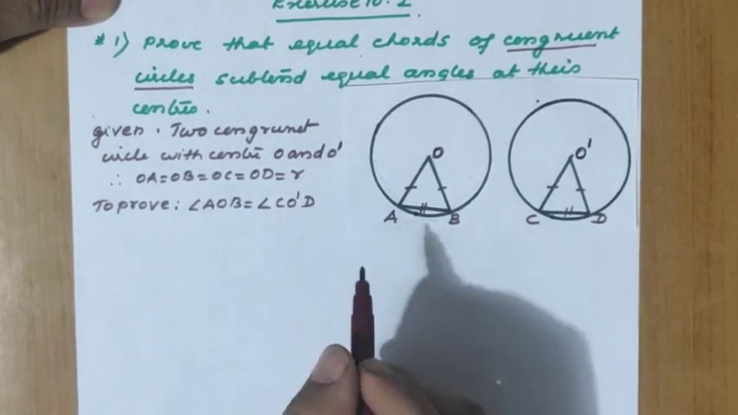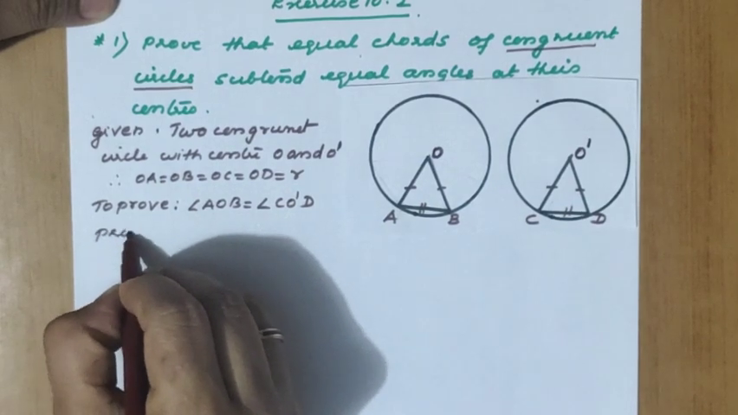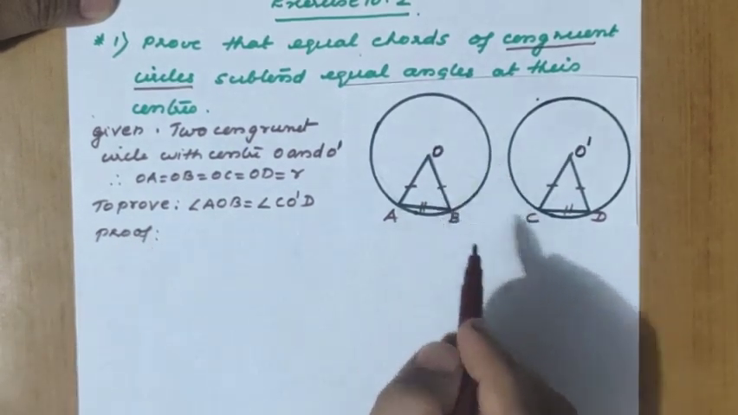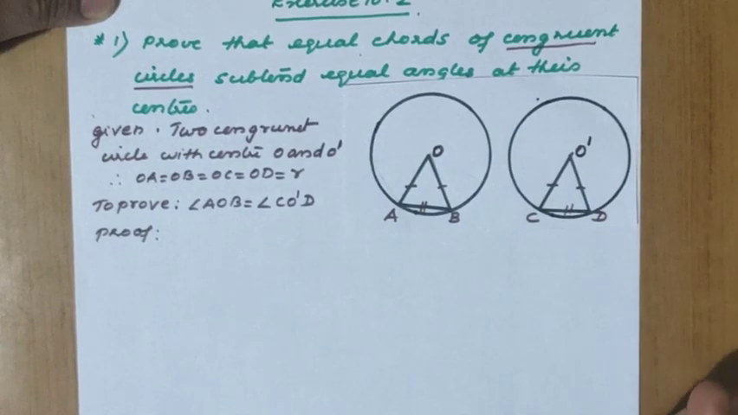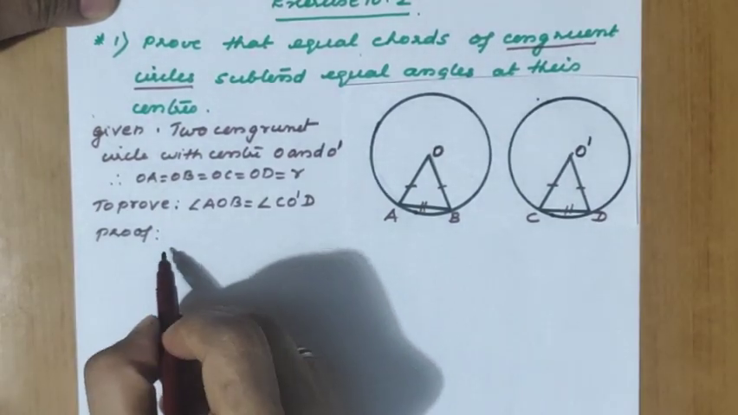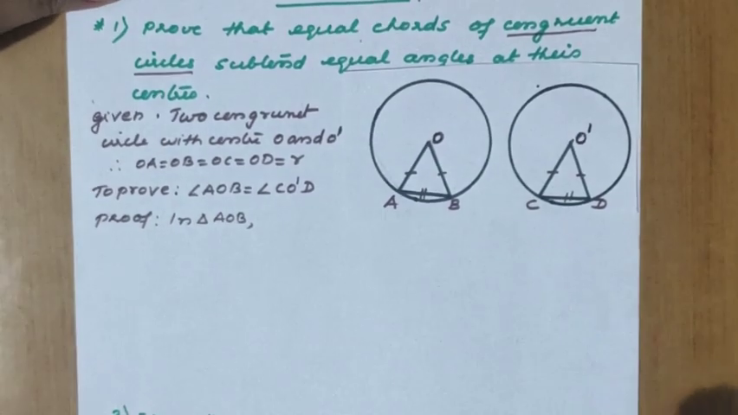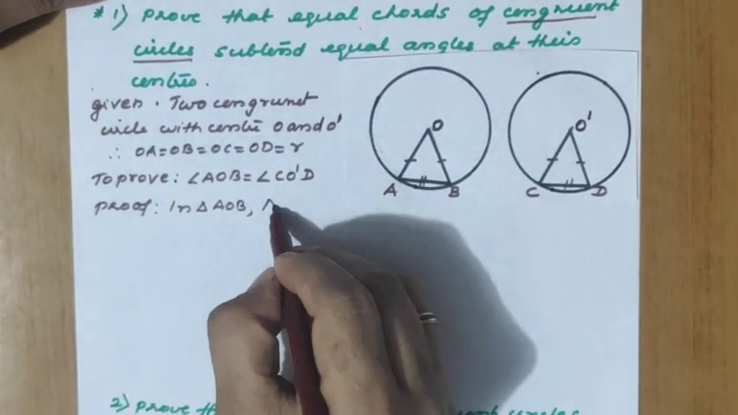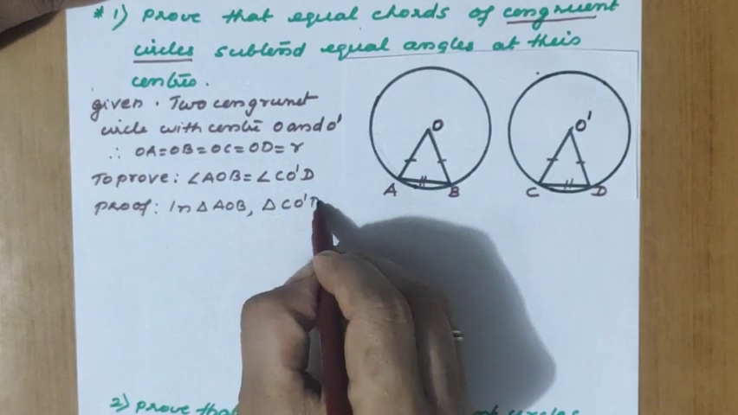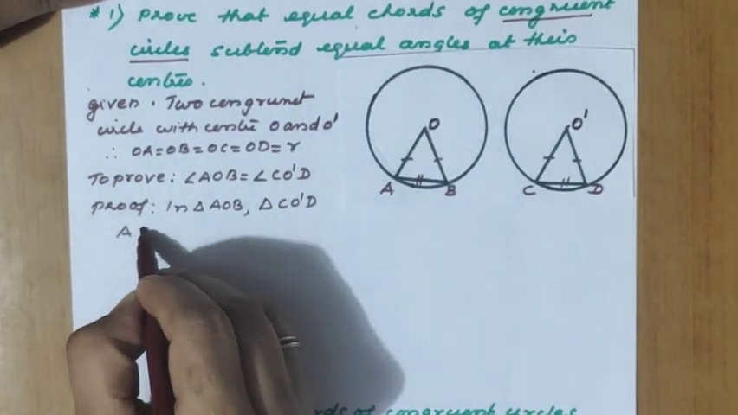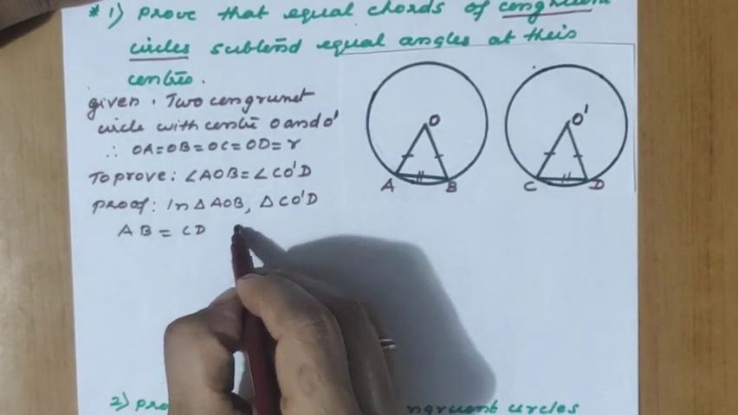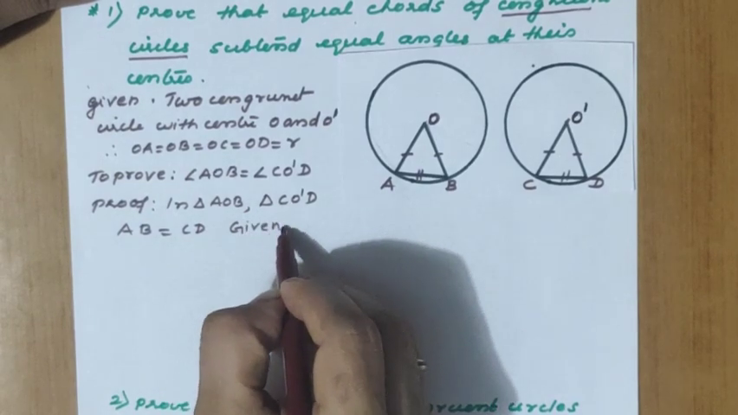Angle CO'D. Now the proof. Construction: if you want, we can join OA, OB, and also OC', OD'. So in triangle AOB, what is the next triangle name? Triangle CO'D. The first is that AB equal to CD, equal chords. So it is given in the question.